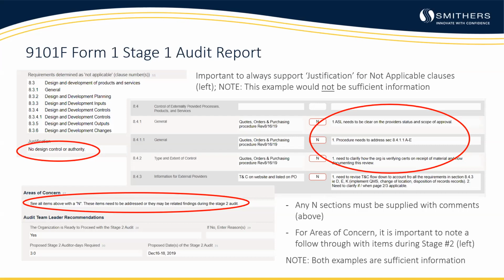And then for any areas of concern, this is the last circled section, it is important to note a follow-through with items relative to the Stage 2. Again, we talked about this in Module 1. We need to ensure that we have that follow-on. Any identified issues within the Stage 1 have to be followed on to the Stage 2 for appropriate closure and addressing of those issues.